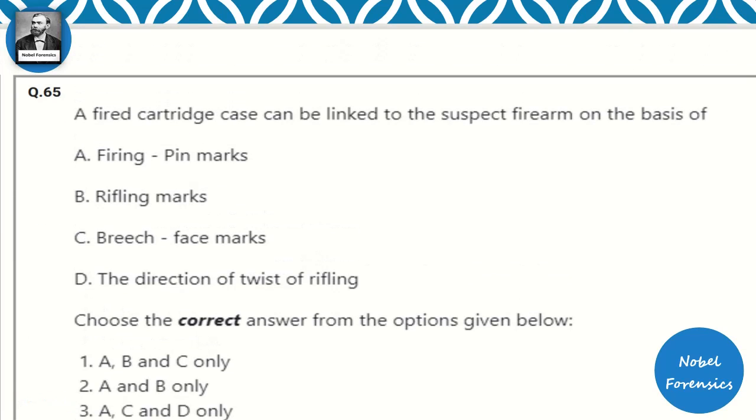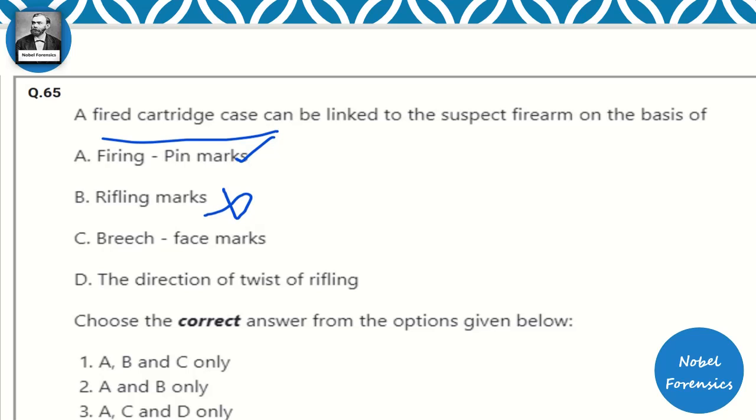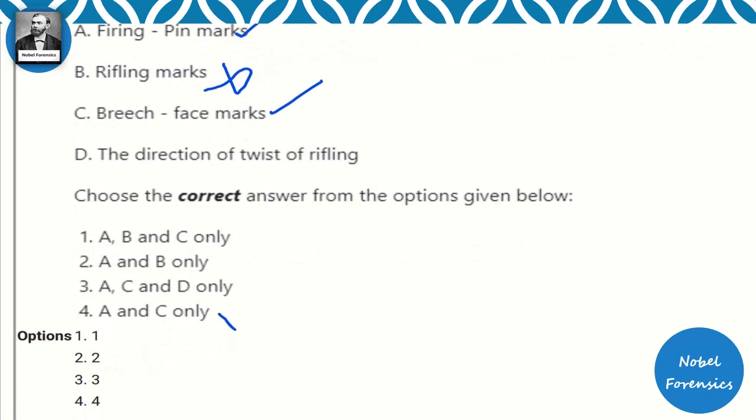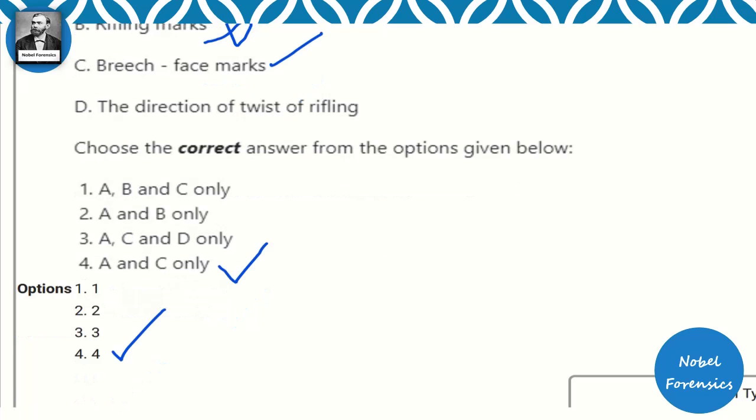A fired cartridge case can be linked to the suspect firearm on the basis of... again see there, fired cartridge case. Coming to the options, firing pin marks, yes, they will be observed on the cartridge case. Then rifling marks are not observed on the cartridge case, they are observed on fired bullets. Then breech face marks, yes, these are also observed on the cartridge case only. Then direction of twist of rifling is observed on the fired bullet. So here A and C are only correct. So yes, option 4 is correct.